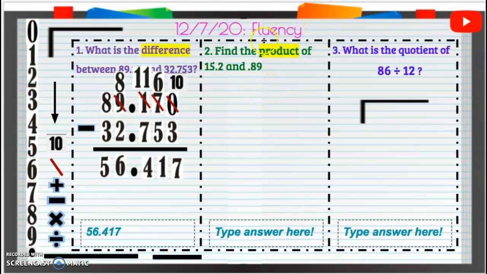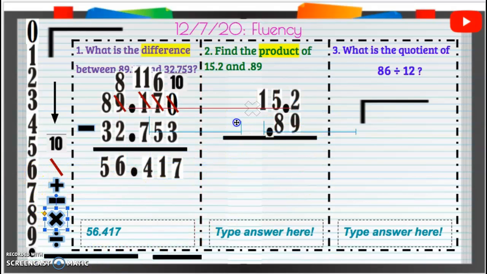hundredths. Remember that word product means multiply. And when I'm multiplying, do I have to line up my decimals? Nope. All right, so 15 and 2 tenths times 89 hundredths. And remember, we're just going to line them up to the right, not with the decimals. Times 89. All right, now 2 times 9, or 9 times 2, is going to be 18.